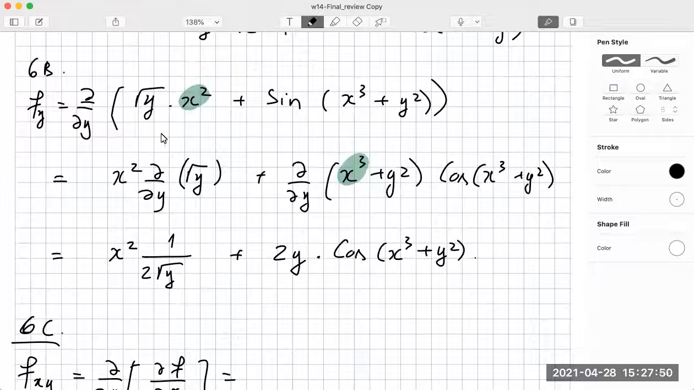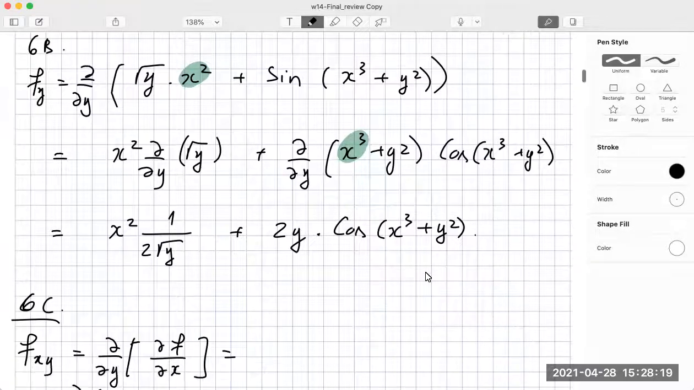Same thing for 6b: take the derivative with respect to y, treat x as a constant. So it will be the derivative with respect to y of the square root of y times x squared. The derivative of sine of the function will be the derivative of that function times cosine of this. Therefore, simplifying it, we have this result. Go to question C.